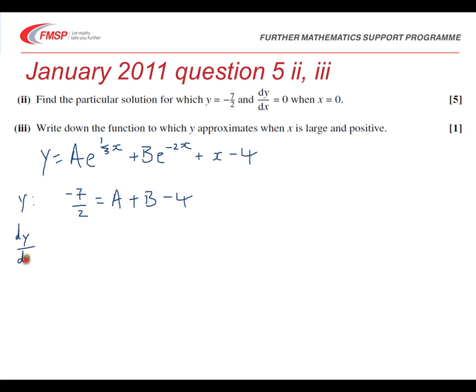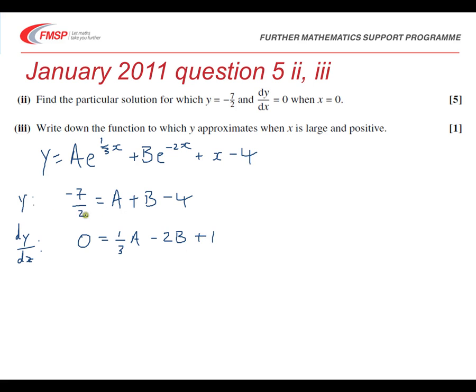My dy by dx, if I differentiate this, well, dy by dx is 0 for this particular solution. Differentiating here, I get a third ae to the third x, and ae to the third x is 1 when x is 0, minus 2b e to the minus 2x, which is 1 when x is 0. Differentiating here, I get plus 1. And now I just need to solve these two simultaneously.